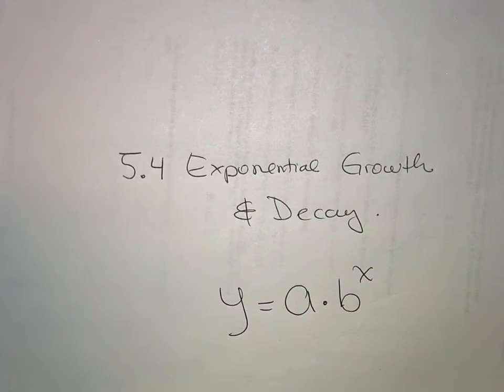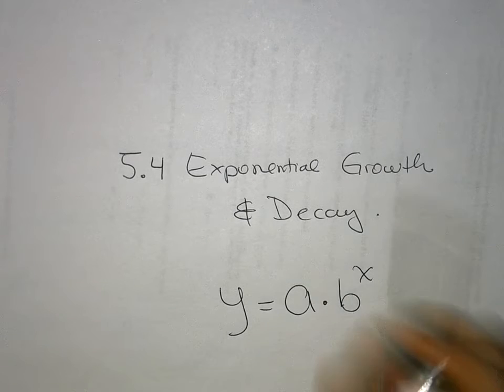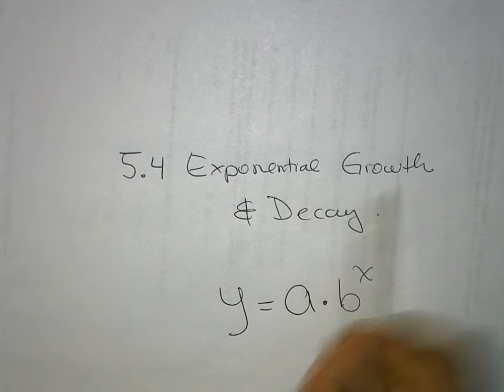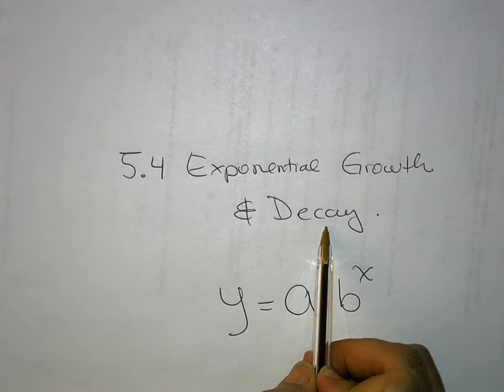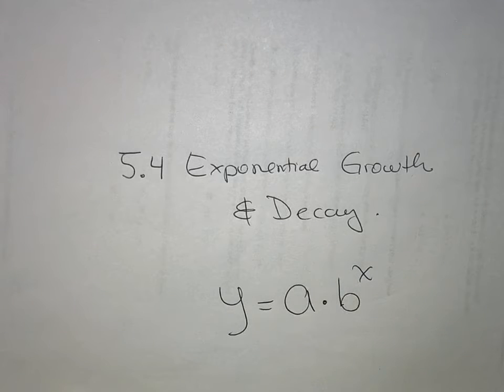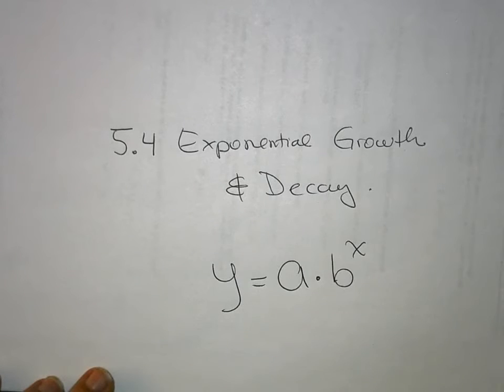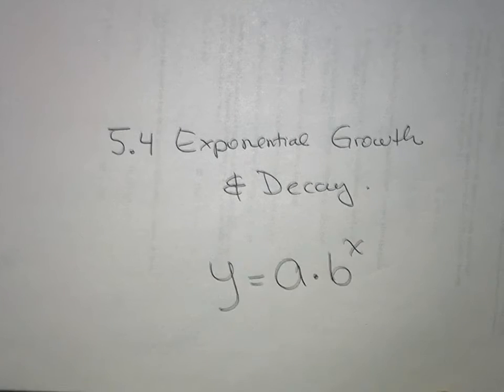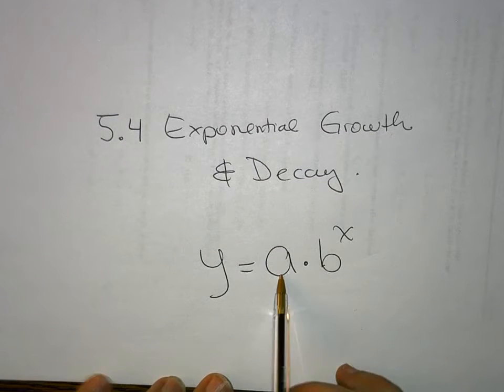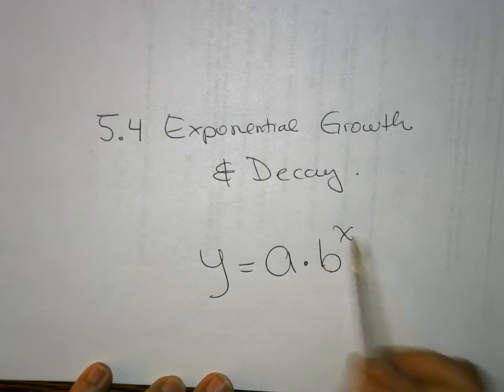All right, so here's 5.4, exponential growth and exponential decay. So something that's growing or something that is decreasing, that's what we are going to be looking for here. And this whole unit is about exponents. Now, the general form of exponential growth and decay is y equals a times b to the x.